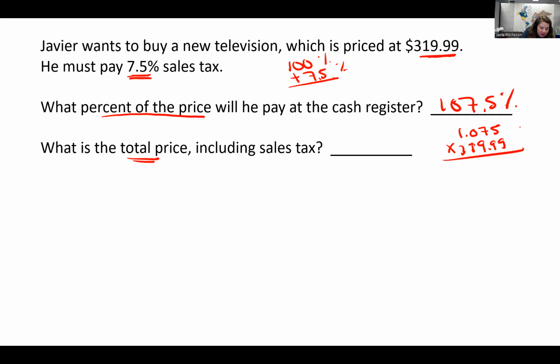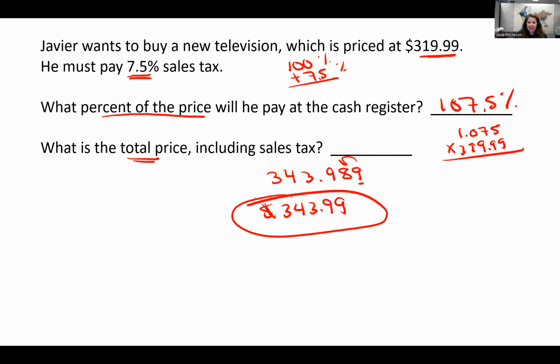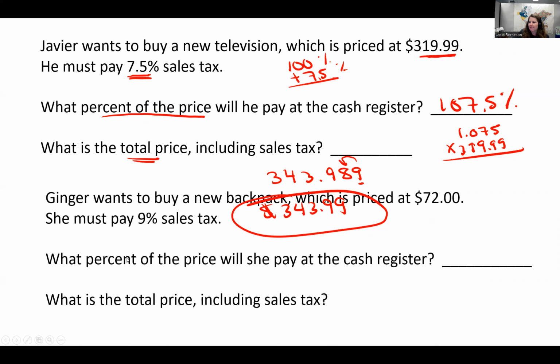1.075 times 319.99. So at the cash register, I would pay $343, and this is what my calculator says. So what is that 9 going to do to my 8? Round to the nearest penny when we're using money. The answer is $343.99. That's how much I'm going to pay. Let's look at the next one.